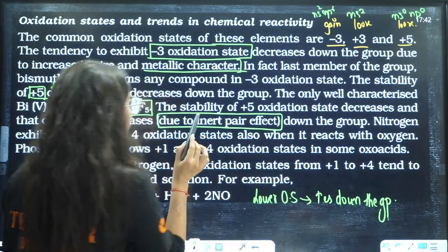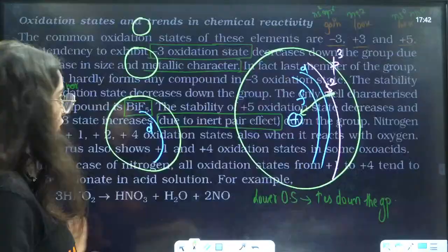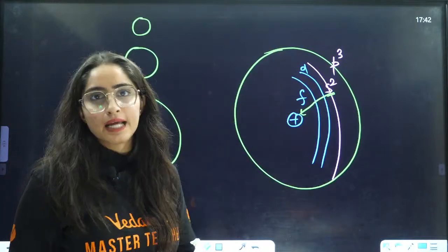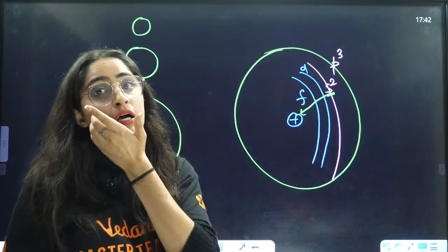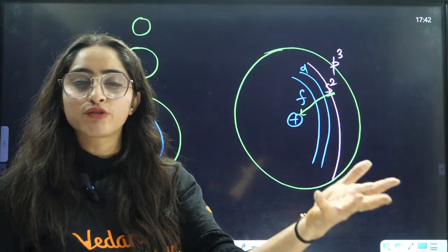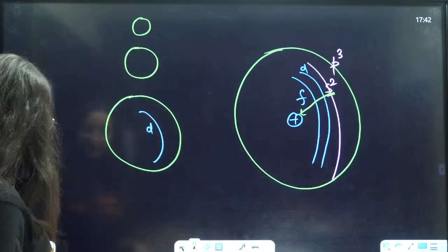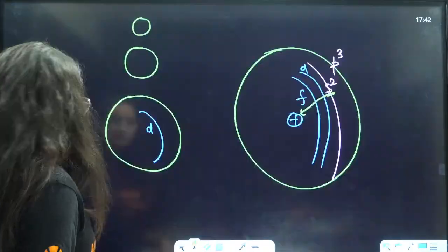What is the inert pair effect? It's the same thing that I taught you here. This is the inert pair effect, right? Due to the poor shielding effect of the orbitals, the outermost electron is attracted towards the nucleus. That is the inert pair effect.